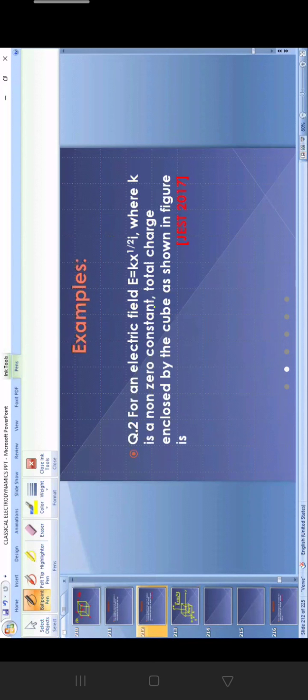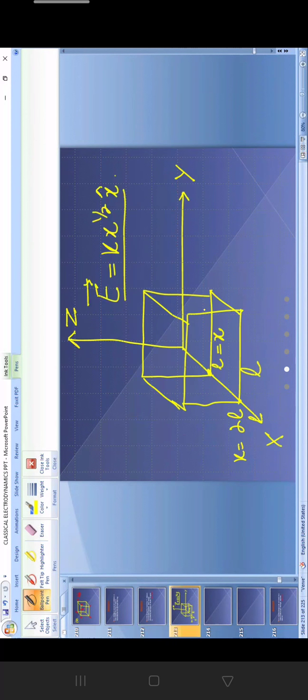अब देख लो बेटा, question क्या है? Question is like this. Calculate the total charge enclosed by the cube. So can you calculate flux first of all? So you can obviously calculate flux. Once you're done with the flux, then from there you can calculate Q enclosed as well.